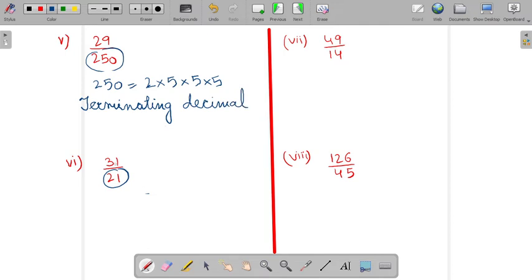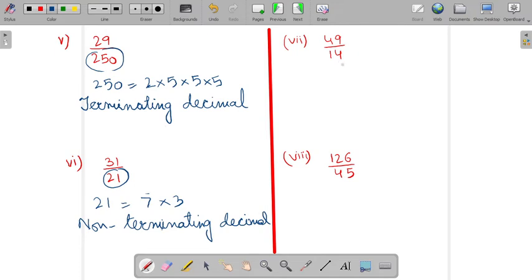Sixth part. In the sixth part, the denominator is 21. So it will be 7 into 3. So terminating or non-terminating? The factors are other than 2 and 5, so it is a non-terminating decimal expression.